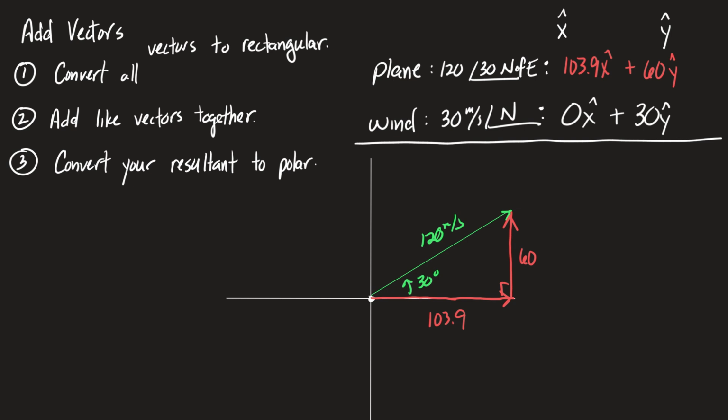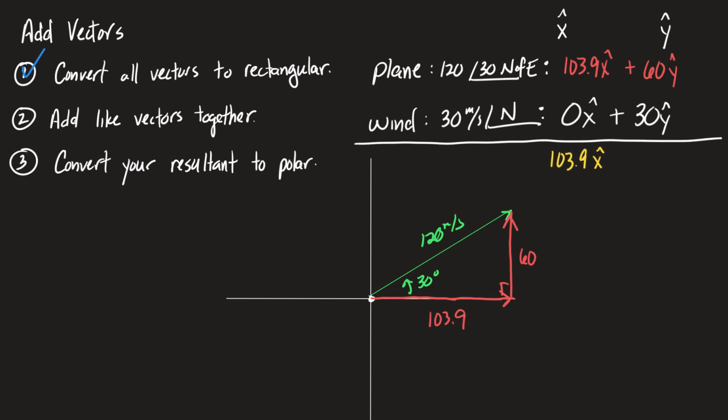Alrighty, step one, done. Convert all vectors to rectangular. We have converted all vectors to rectangular. Step two, add like vectors. That literally means just add down the columns. So add all the x's together, add all the y's together. So adding the x's, I get 103.9 x hat. Adding the y's together, I get 90 y hat. This is the plane's ground speed in component form. So check.